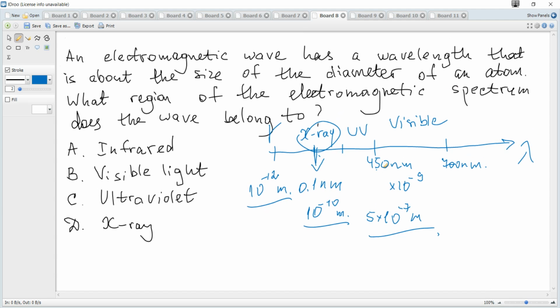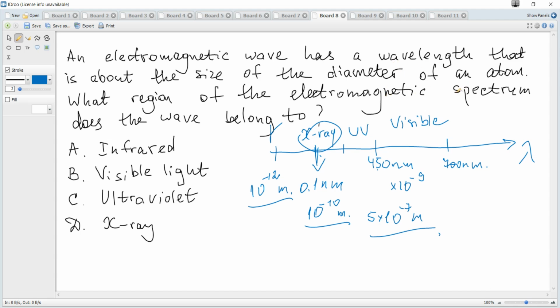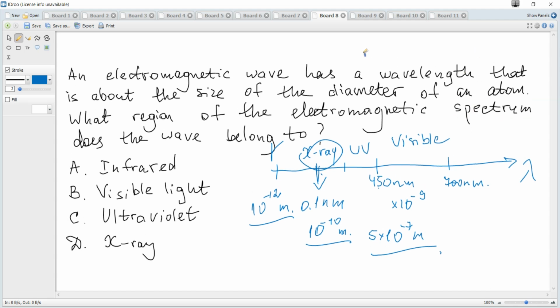And here it's given that the wavelength is about the diameter of an atom. The diameter of an atom is about 10 to the -10. The diameter of a nucleus is 10 to the -15. So it's 10 to the -10. So definitely it's not infrared, because that's greater than visible. Not visible, because that's 10 to the -7. And definitely it's not ultraviolet, it's X-ray.